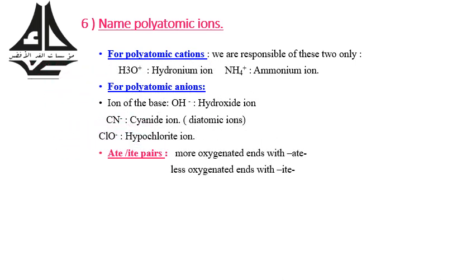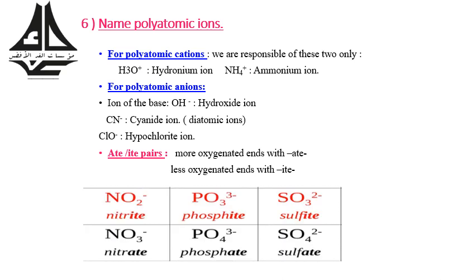Now we continue with the polyatomic anions, and now we have the -ate/-ite pairs. Usually in the -ate/-ite pairs, the more oxygenated ends with -ate, as you are going to see, and the one which contains less oxygen ends with -ite. We have the following pairs: NO2 minus and NO3 minus. NO2 minus, less oxygenated, is the nitrite ion. NO3 minus is the nitrate ion.